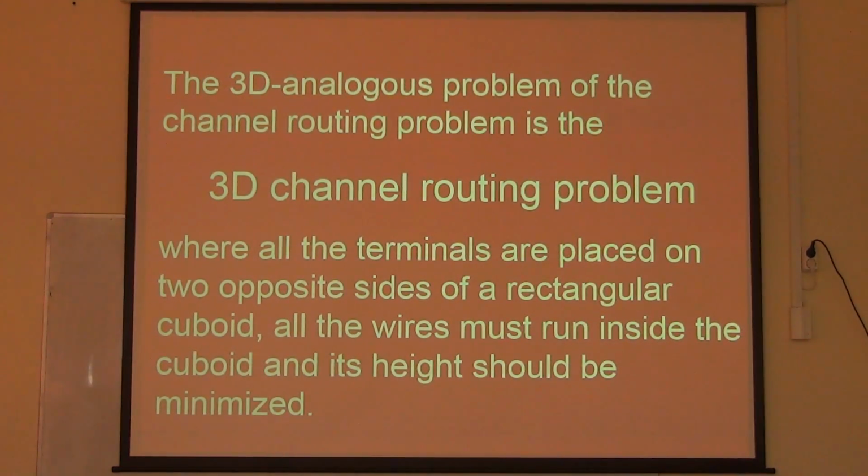Now we know the equivalent of the single row routing problem. That was the single active layer routing problem. The next natural question is the analog of the channel routing problem, which will be the three-dimensional channel routing problem. You have the cube, and on two opposite sides of the cube are the terminals, and inside the cube you have to make the connections. This again is not always solvable.